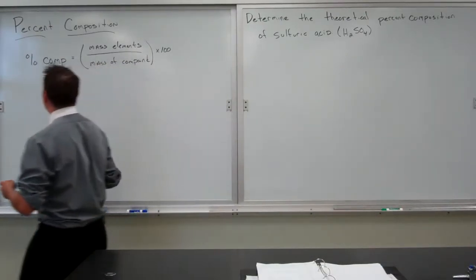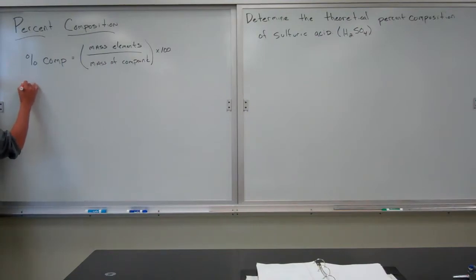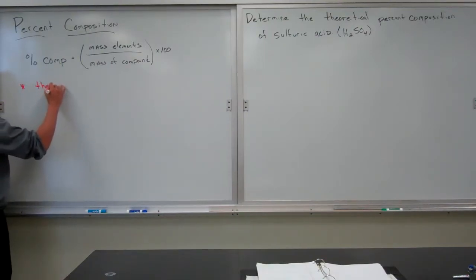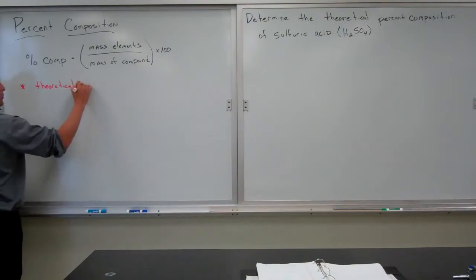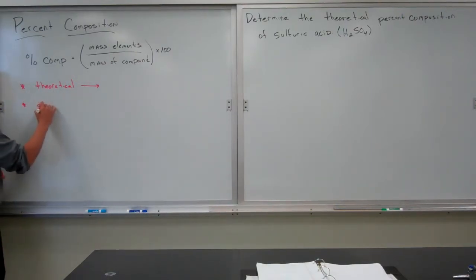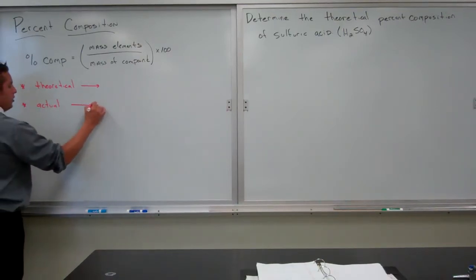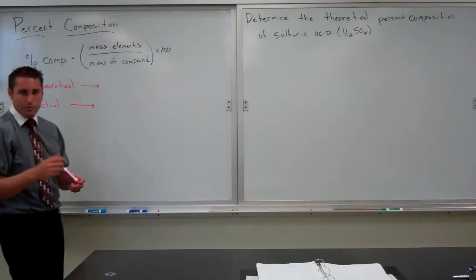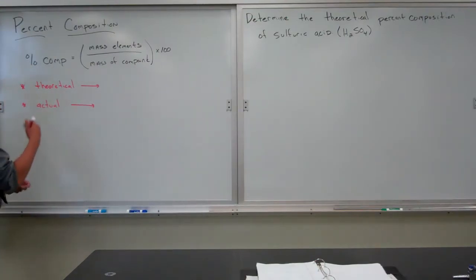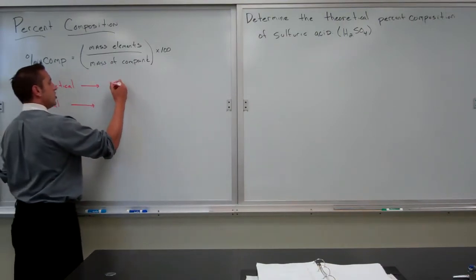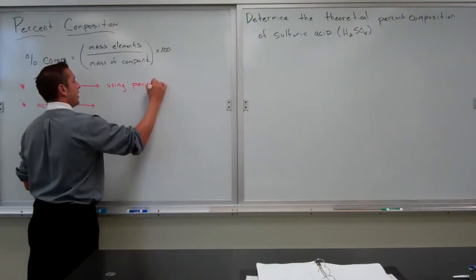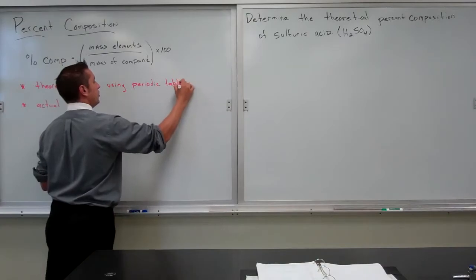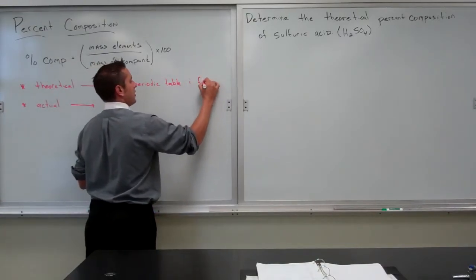One thing I want you to realize as we go through is that there are two types of percent comp problems. There are theoretical percent comps, and then there are actual or experimental percent comps. So what is the difference between the two? It's pretty straightforward. The theoretical percent composition of a substance is what it should be. What should the percentage of them be? And we solve these problems by using the periodic table and a formula.